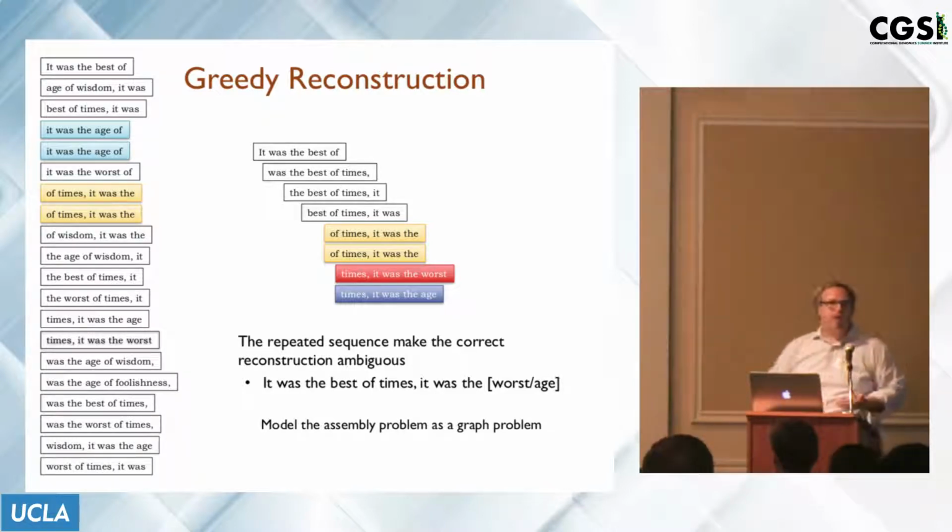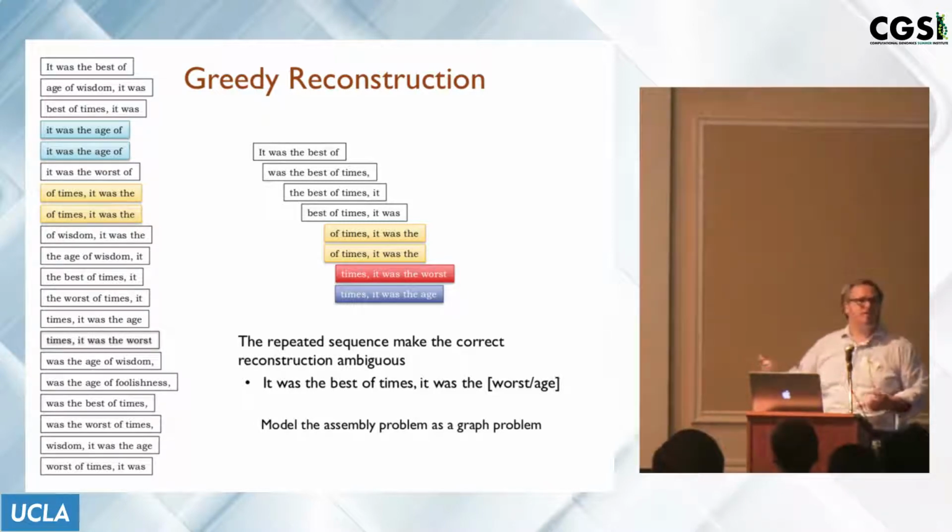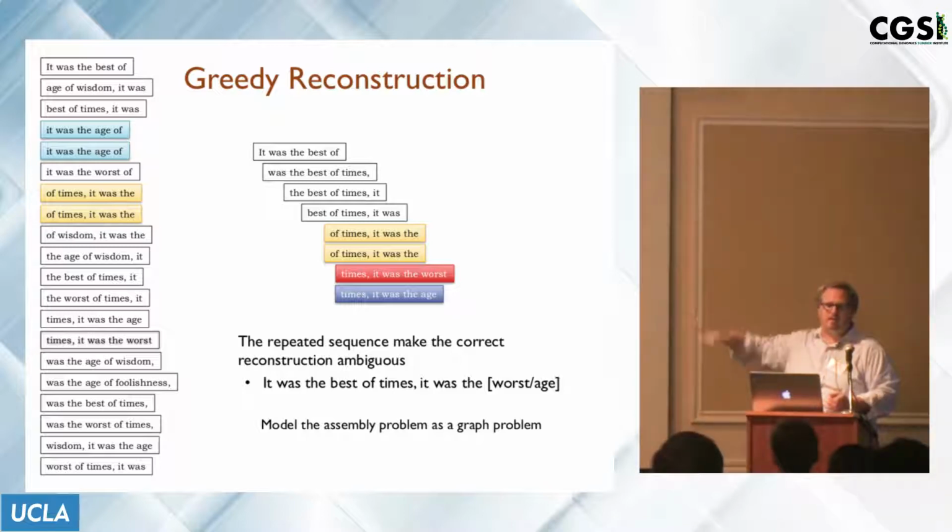Now at the end here, we have 2 fragments, each 5 words long. One reads "times it was the worst," and one reads "times it was the age." So putting this all together, we've reached this ambiguity, and there's just not enough information, at least not here, to decide: should it be "it was the best of times, it was the worst," or "it was the best of times, it was the age"? This is one of the central challenges of genome assembly, recognizing these ambiguities and then deciding what to do.